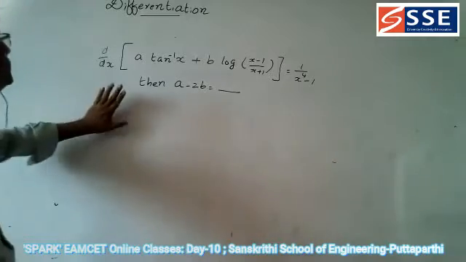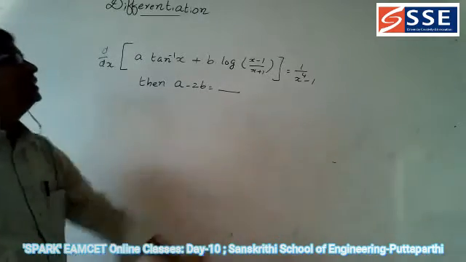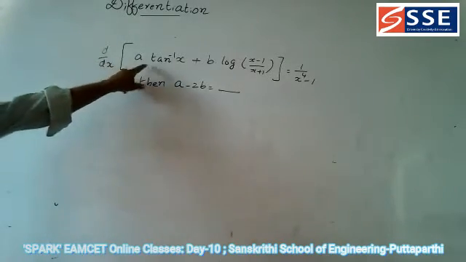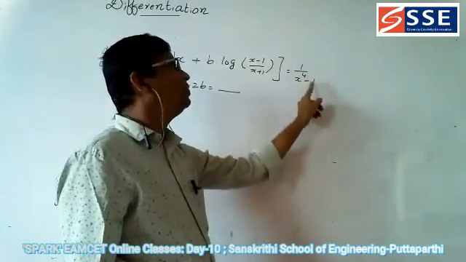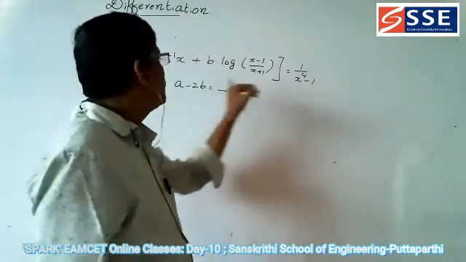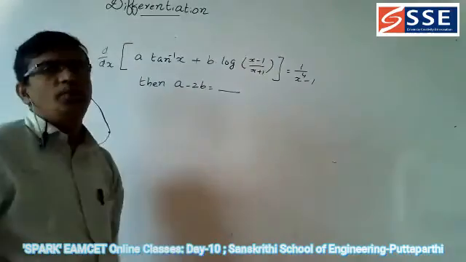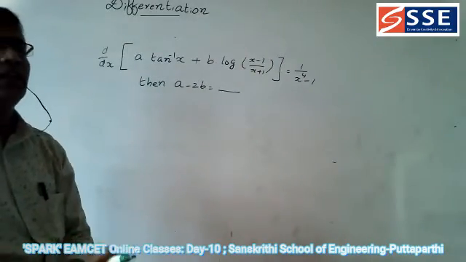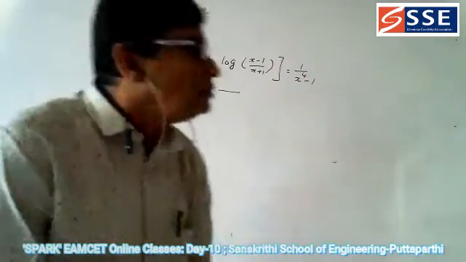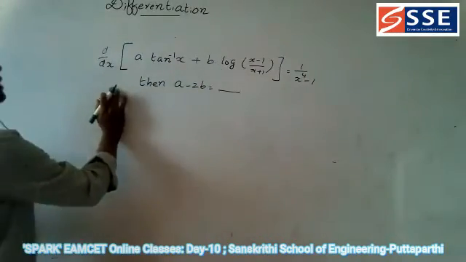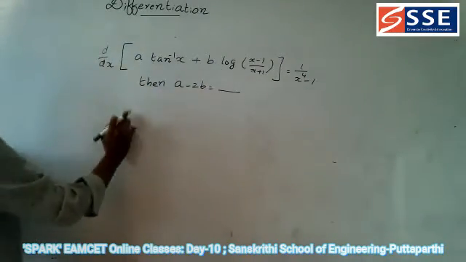Clear. Okay. Now you see here, d by dx of some term, two terms are given, is equal to 1 by x power 4 minus 1. He asked what is the value of a minus 2b. This question is also asked previously in the MSET examination. Okay. Now you can go for direct differentiation first, no problem.